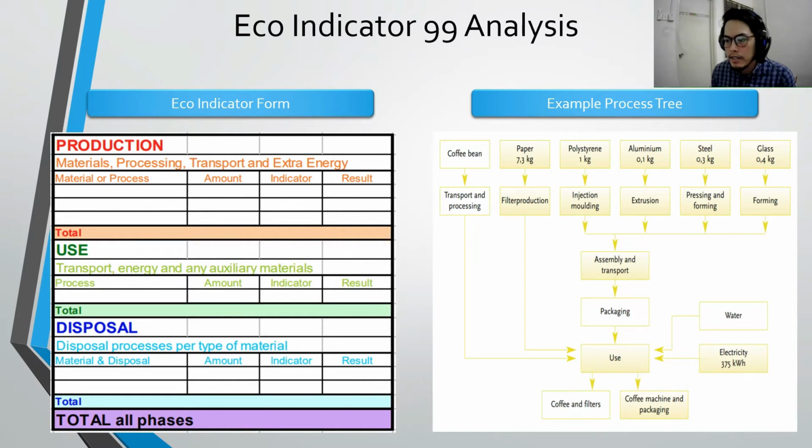And the right one is the example for process 3. The process 3 in manufacturing production consists of material, process, transport and usage. This process 3 will make it easier for us to quantify the material and process included in the manufacturing process.